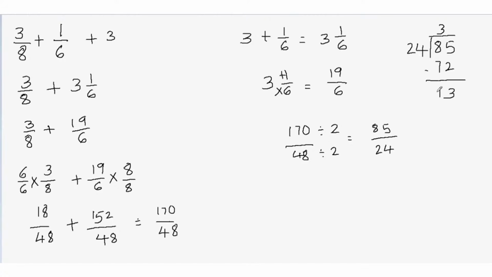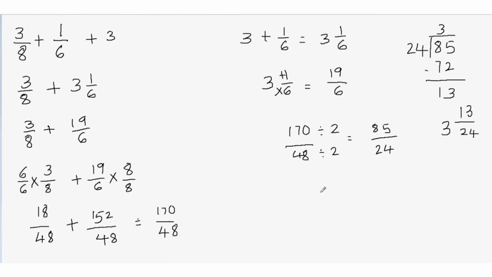We are going to write our answer as a mixed fraction. The way you write it is you write your quotient first. So you have to write 3 first. Then you write your remainder. Your remainder becomes your numerator, so you write it on top. And then you write the denominator, which will be your divisor. So this is the way you write it. The remainder is 13, and we cannot reduce 13 over 24. So that's going to be your final answer.